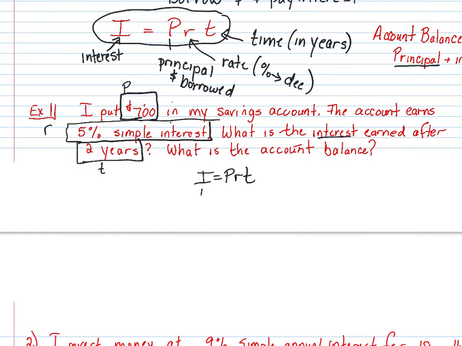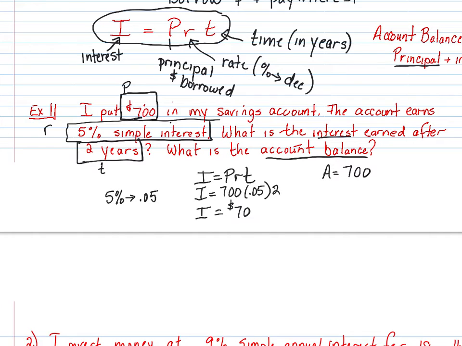So it's just solving. We plug in. We need to find I, and the P is $700 times my rate. Remember, 5% needs to go to a decimal. That's 0.05, so I plug in 0.05. And T is the time in years, which is 2. All I do is plug that into the calculator, and I get the answer of $70. So that's the amount of interest. But now it says, what is the account balance? Meaning, how much is in my account? Well, remember, I started with $700. It earned interest, so I made $70. So the account balance is $770.